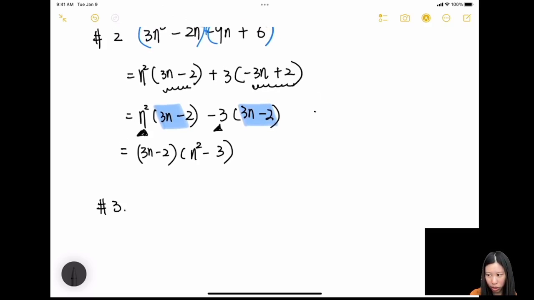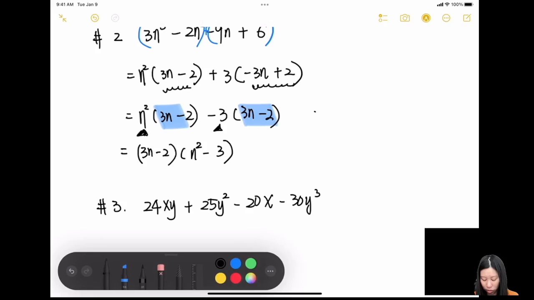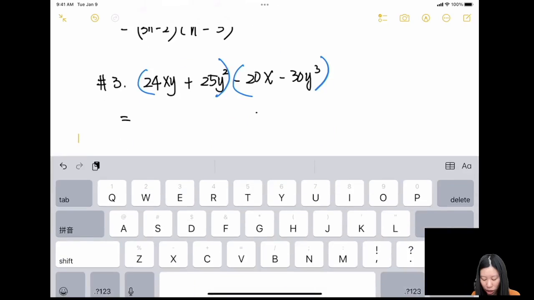So now let's do another one. Number 3. Let's have this one. Okay, so let's try it. This might work, might not work. Okay, the first two we group, and then the last two we group. From the first two, we have 24xy and 25y squared.